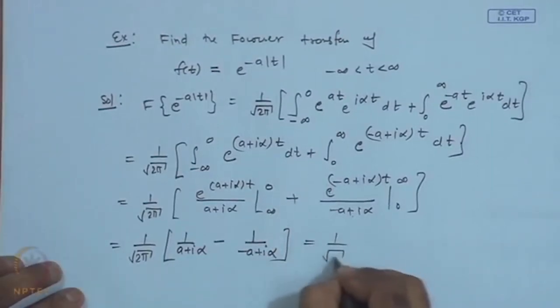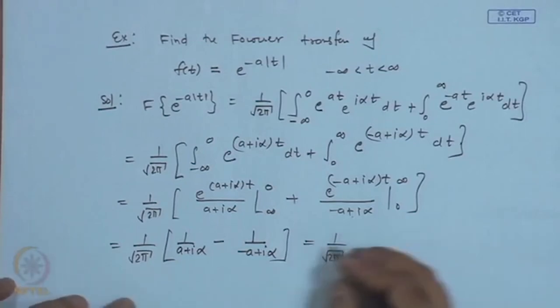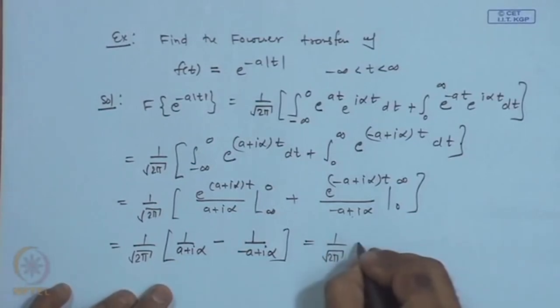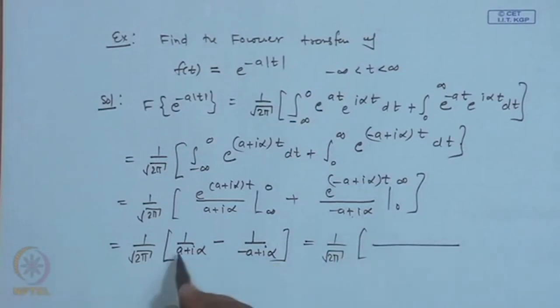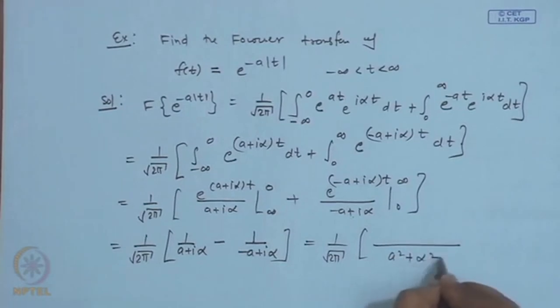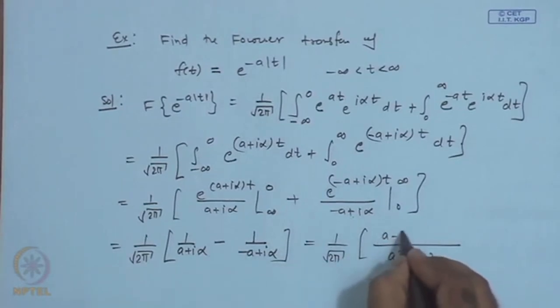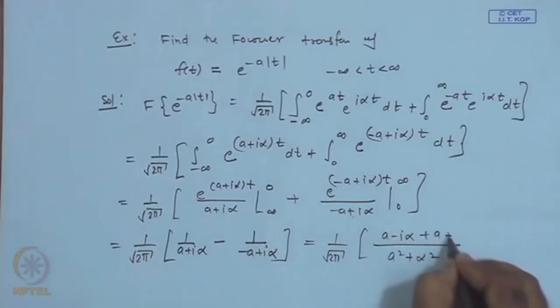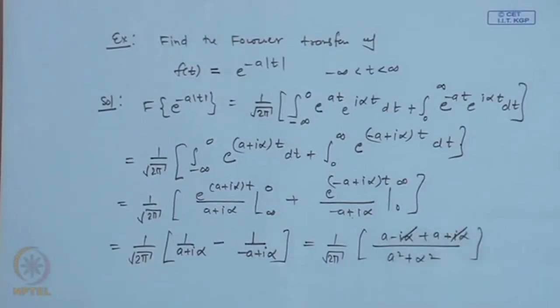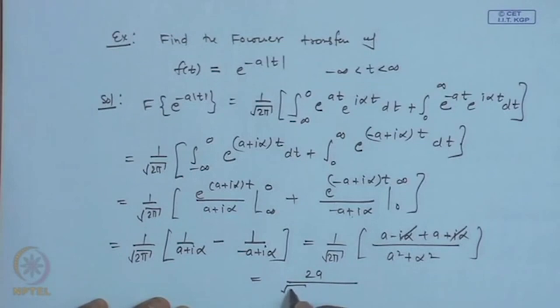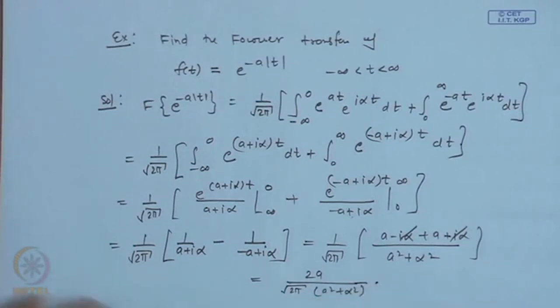Okay, so 1 over square root 2 pi, and then we have the common factor a plus i alpha here, and we take a minus i alpha, so that here it is plus, and that will be a square plus alpha square. And here a minus i alpha, then this will be plus a and plus i alpha, so this will be cancelled, and we have 2a over square root 2 pi times a square plus alpha square. So, that is the result.